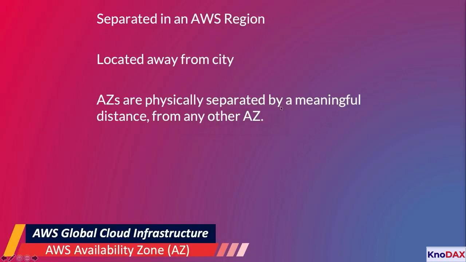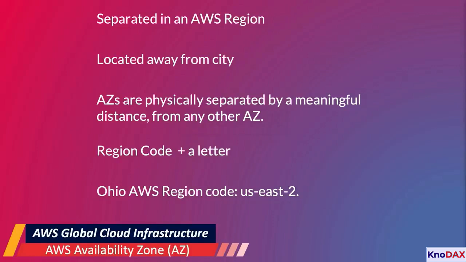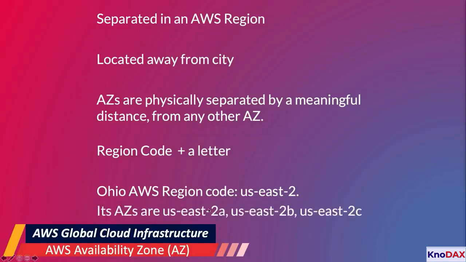Availability zones have codes as well, like regions. For instance, an availability zone code has a region code plus a letter added at the end. For example, the Ohio region has region code US East 2. And this AWS region has 3 availability zones with their codes as US East 2A, US East 2B, and US East 2C. If you notice, a letter has been added to the end of the region code to get the AZ code.